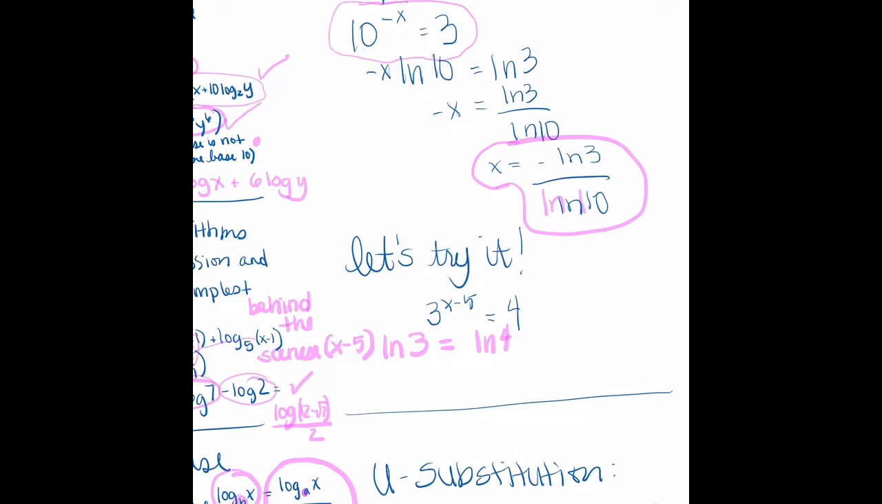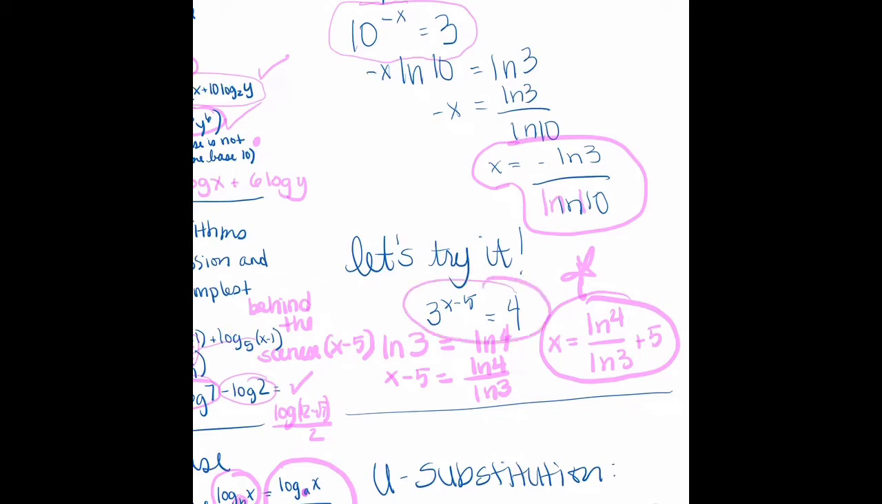Now I can just do some regular arithmetic to see ln of 4 over ln of 3 plus the quantity 5 is x. Now, what's really nice about this is that it gives you a nice form for plugging in your calculator. Yes, x means the same here as it does here, but this is going to be a lot nicer for you to plug into the calculator.